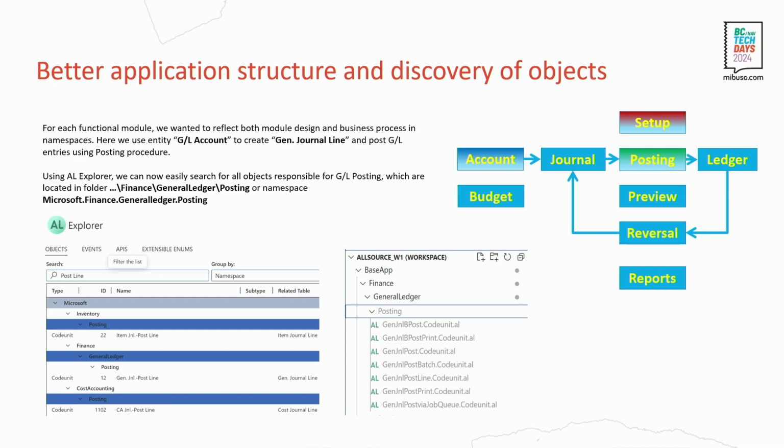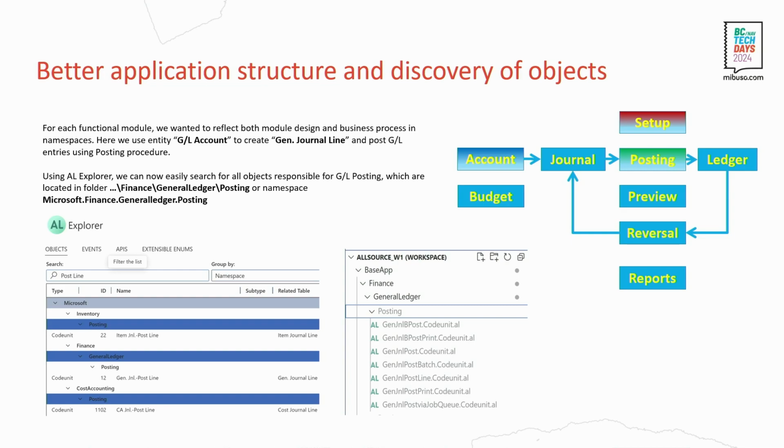So we have two simple ways. We can use IL Explorer, and we can search by namespace, and we can easily see, for example, where we are posting a journal line, in which namespace and where it's located. And another possibility is VS Code. You can just browse the folder structure, and our folder structure for functional areas exactly corresponds to namespaces. That means you see that it's base app, finance, general ledger, posting, and other posting, and you see seven codeunits which are responsible for this posting.